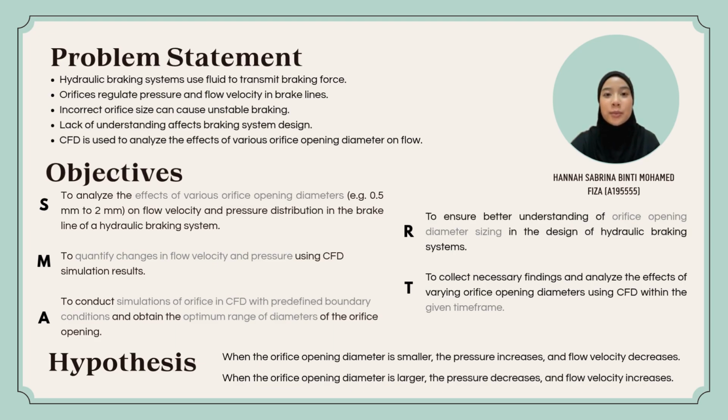My name is Hana Sabina binti Muhammad Fiza and my student number is A195555. I will start by introducing Group 24 members, which consist of myself, Ifa Hanisha, Muhammad Irham, as well as Hishamuddin.